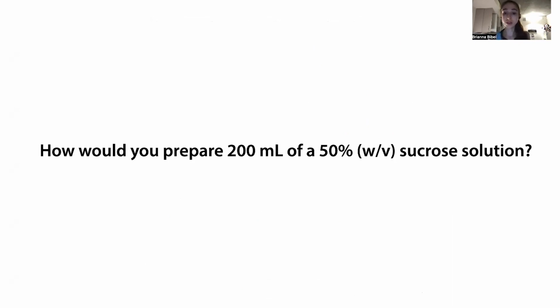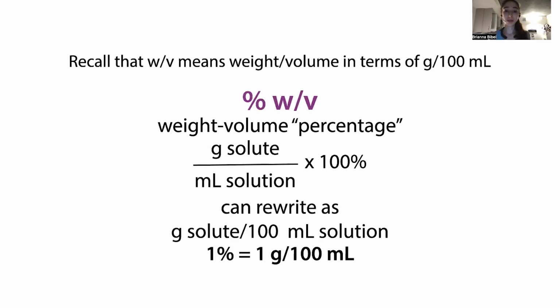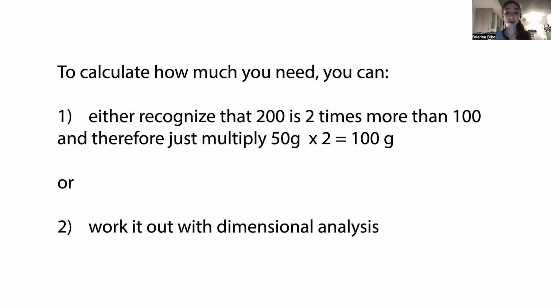Well, the first thing we need to do is know what weight volume percentage is, because it's one of these percentages that isn't really a percentage. Basically, weight volume percentage means grams of solute per mils of solution times 100%, or I think an easier way to think of it is grams of solute per 100 mils of solution. So, for example, a 1% solution would be 1 gram per 100 mil. We want a 50% solution. So this would be 50 grams per 100 mil.